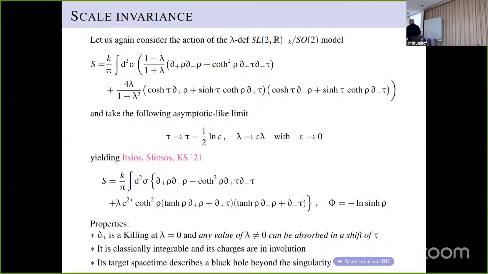This model is classically integrable, with charge involution. This is inherited by the parent model. I just made this kind of limit. And the corresponding target space-time, one can see that it's a black hole. This is a black hole beyond the singularity, so extending the result of Witten for the first part.